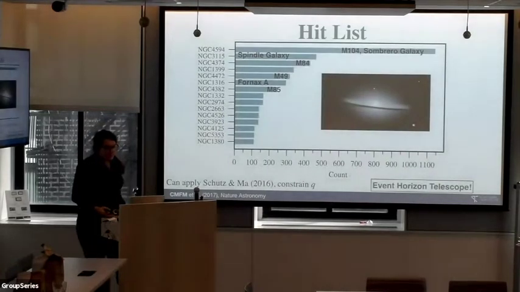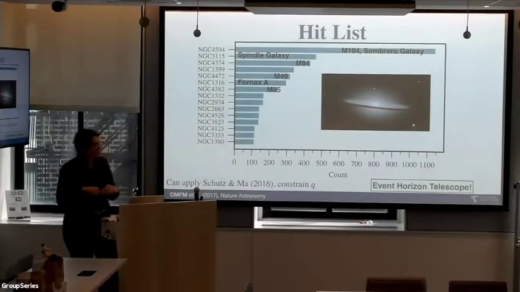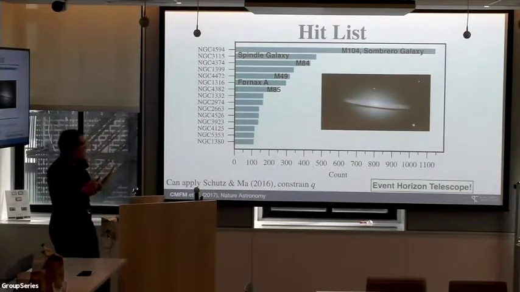The number one galaxy that I found to host supermassive black hole binary systems was Sombrero, which is a very strange answer. One might naively expect M87 or a very massive nearby galaxy to host these binary systems. But that's not the case. And I'll tell you why I believe this result in a second.